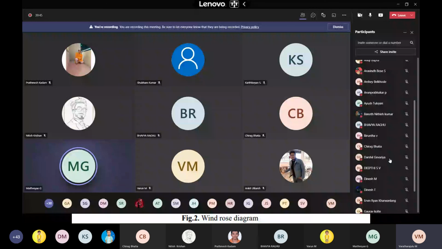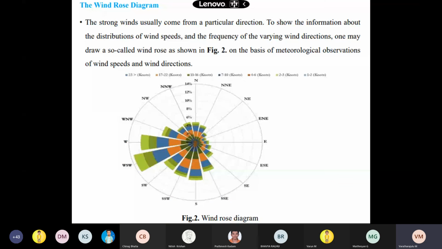And this was the windrose diagram. The strong wind usually comes from a particular direction, and to show the information about the distribution of wind speed and the frequency of the varying wind directions, one may draw a so-called windrose diagram, represented here on the basis of meteorological observation of wind speed and wind direction. See, it was in knots.